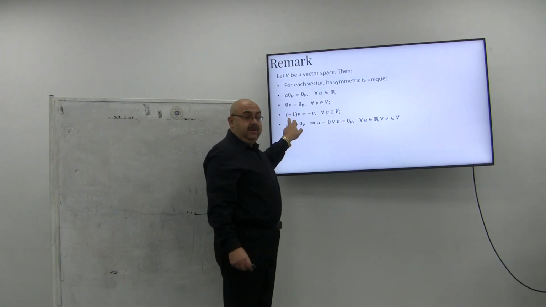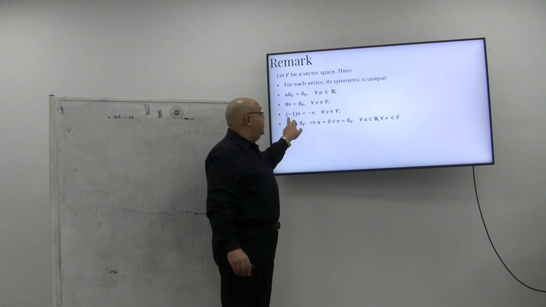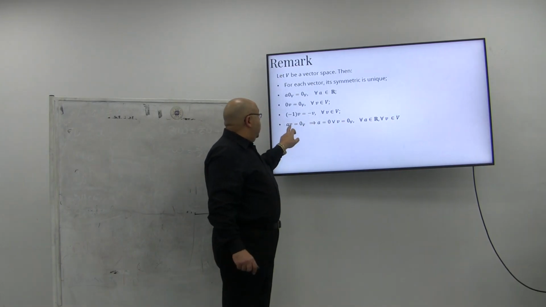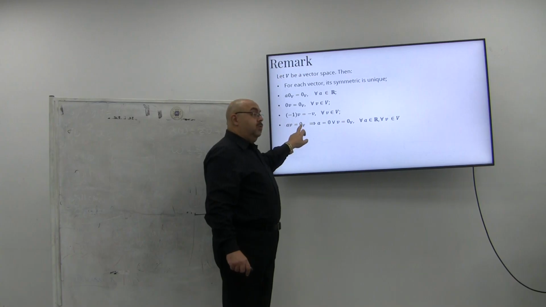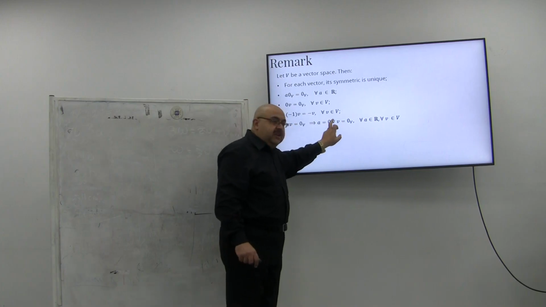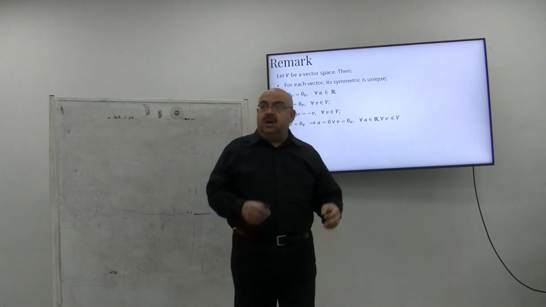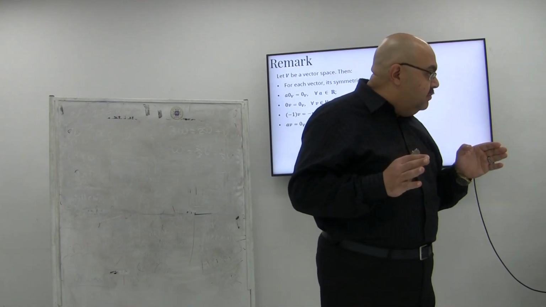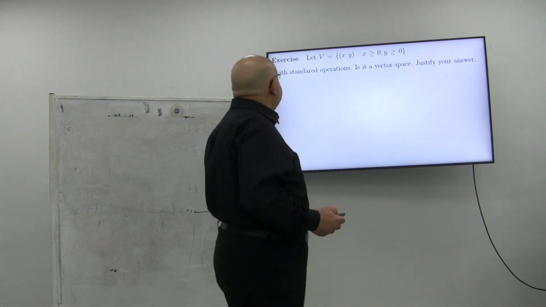Multiplying any vector by a number, the result will be a vector belonging to V. If a times V is equal to 0, it means either a is equal to 0 or V is equal to 0. These are the main remarks related to a vector space.